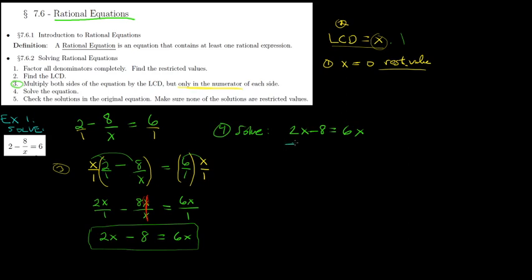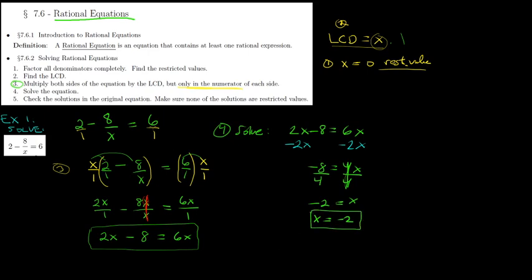So I'm going to actually subtract the 2x from both sides, and that's going to leave you with negative 8 on the left, and 6x minus 2x is 4x. Now I can divide by 4, and negative 8 divided by 4 is negative 2. 4 divided by 4 is 1. So we get x equals negative 2. And that's our solution. We're done.